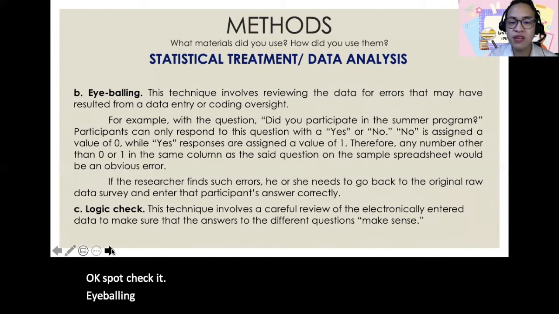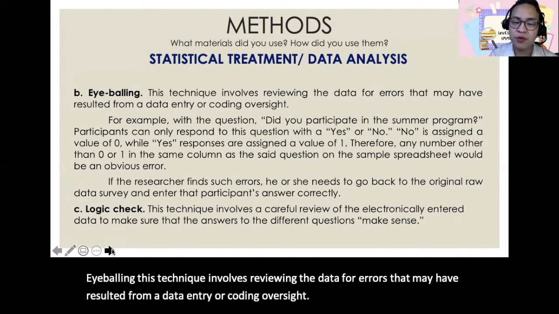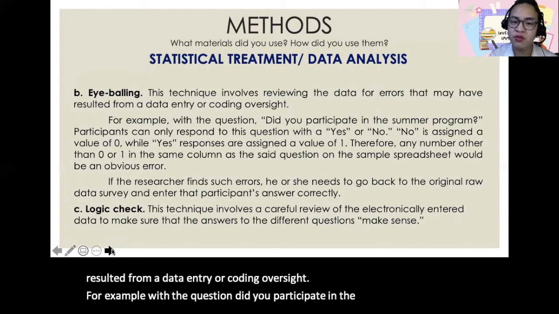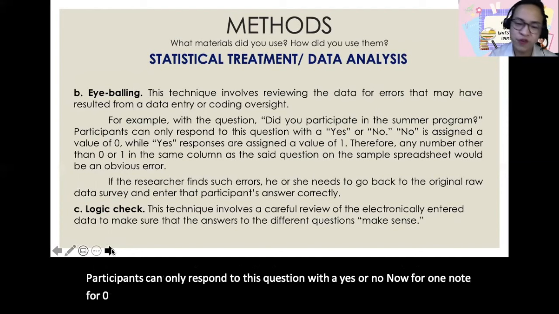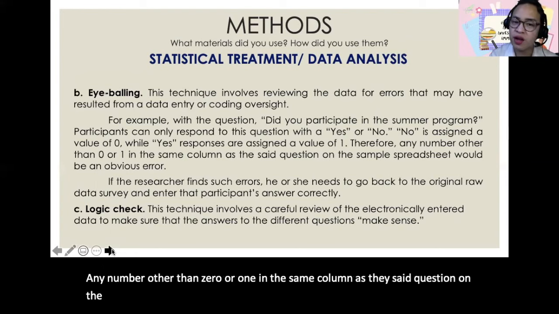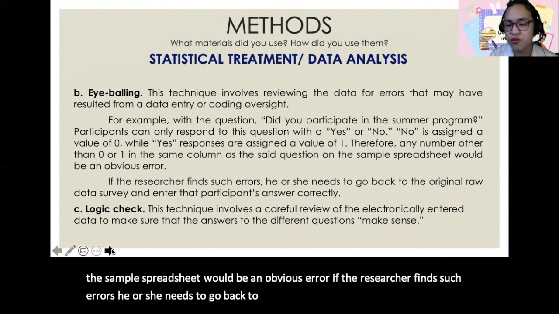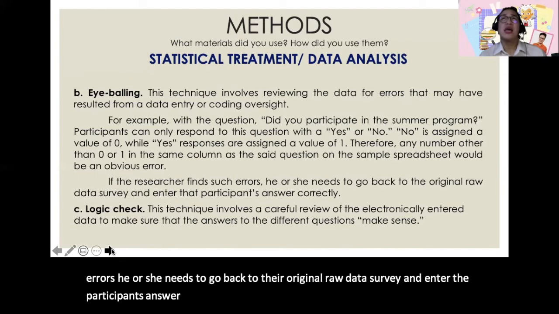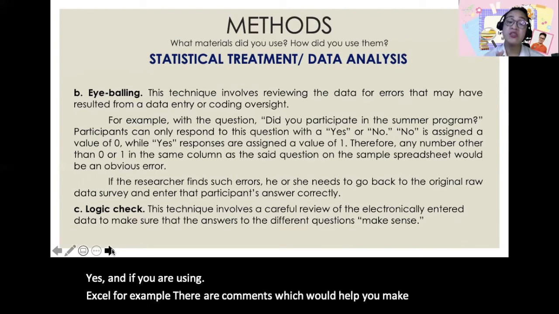Eyeballing. This technique involves reviewing the data for errors that may have resulted from a data entry or coding oversight. For example, with the question, did you participate in the summer program? Participants can only respond to this question with a yes or no. No is 0, and yes is 1. Now, any number other than 0 or 1 in the same column as the said question on the sample spreadsheet would be an obvious error. If the researcher finds such errors, he or she needs to go back to the original raw data survey and enter the participant's answer correctly. Yes, and if you are using Excel, for example, there are commands which would help you make your coding easier.